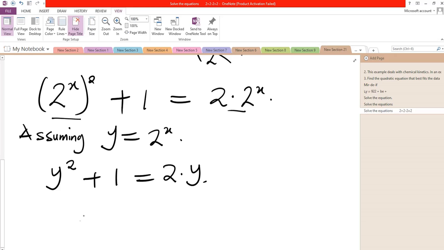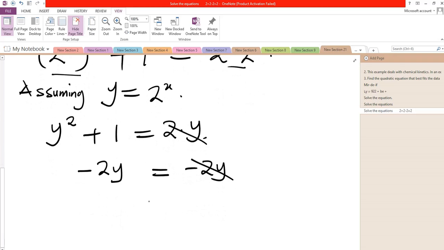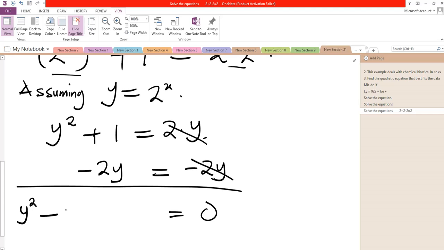So now I needed to add minus 2y to both sides. Now this will cancel out if I sum the two equations together. This one will cancel out. You're left with 0 here at the right hand side. So at the left hand side you have y raised to power 2 minus 2y plus 1.